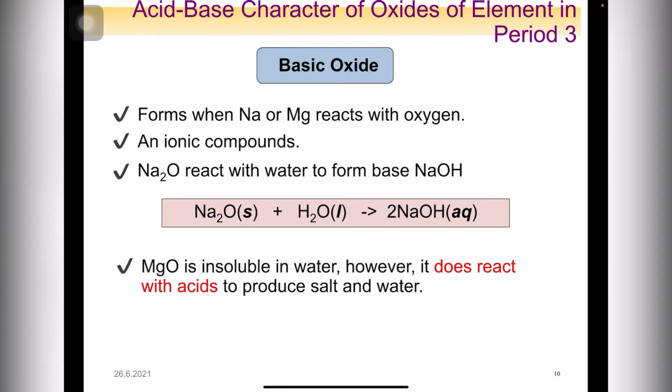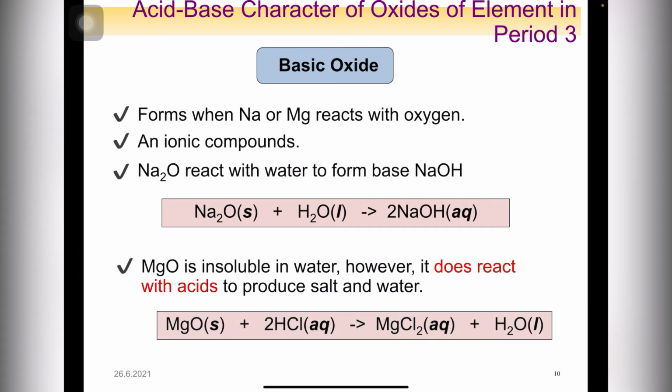Magnesium oxide is insoluble in water. However, it does react with the acid to produce salt and water. So this is the equation, because it is insoluble in water. This equation shows the reaction of magnesium oxide with HCl. HCl is the acid. So when it reacts with the acid, it can dissolve in the acid. So it shows that magnesium oxide is basic. So this is the equation to show that magnesium oxide is a basic oxide.